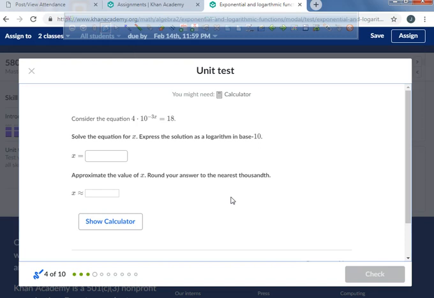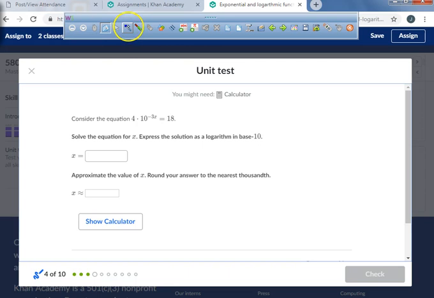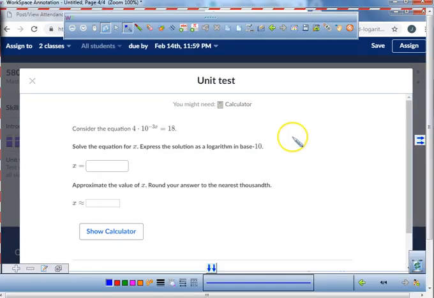Alright, I'll do one more problem here, applying logarithms. So we're going to find the exact solution and the approximate solution. I'm going to do one more problem on this unit test for this issue. So we have 4 times 10 to the power of negative 3x equals 18.